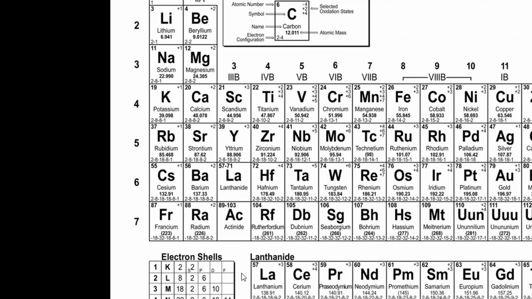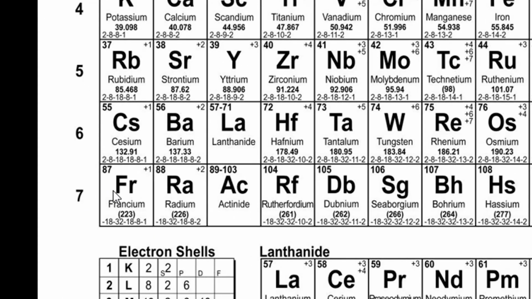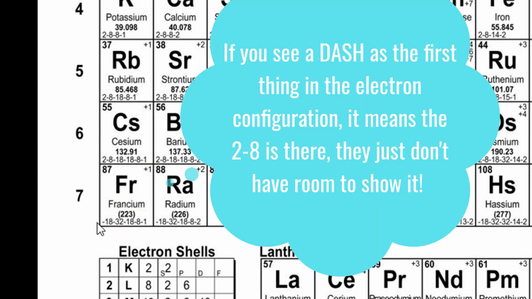Now, when we get down, let's see, where does it happen on this one? When we get down to francium, when we get down to our 7 shells, you'll notice we don't have 7 numbers here. We only have 5. 18, 32, 18, 8, 1. This doesn't mean that we're starting with 18, okay? Once you get to 7 shells, it's implied that the first 2 shells here are 2, 8. So the actual electron configuration for francium would be 2, 8, 18, 32, 18, 8, 1.